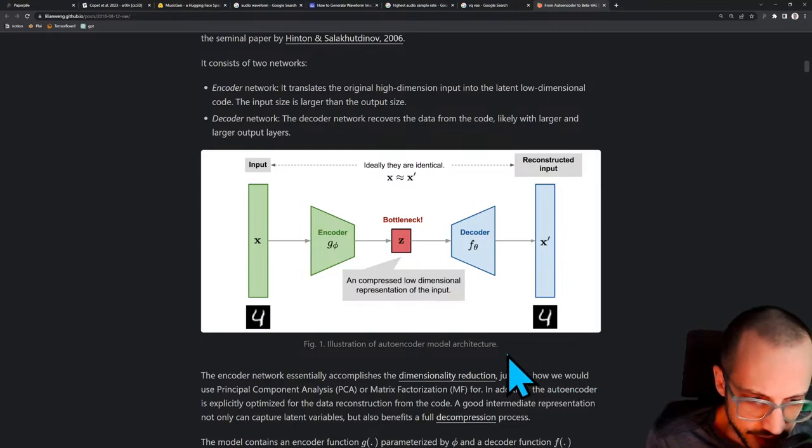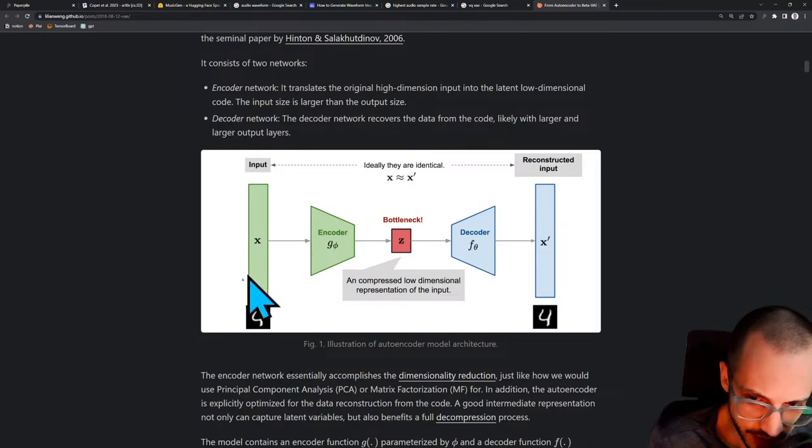In a VAE, a little detour here, a VAE is a variational autoencoder, and basically you have two networks. You have an encoder and a decoder. They take in an input, right? So you take in this number here, this 4. This is from MNIST, which is basically these pictures of handwritten digits, and you have to classify them.